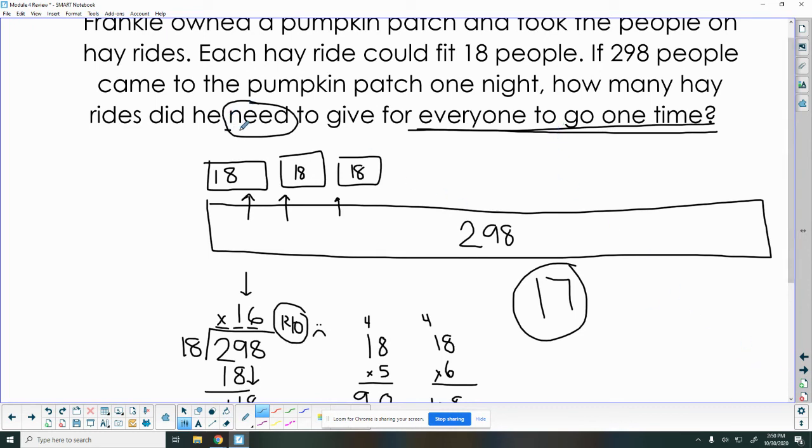So when it's asking you how much you need and you're dividing, make sure you go up one so you don't leave people out. When there's people or things that get left out, you've got to go up one more, even if it's not full, so that everybody's happy.